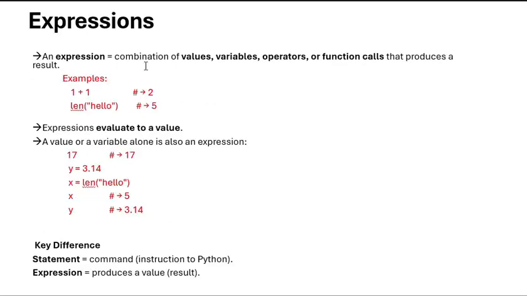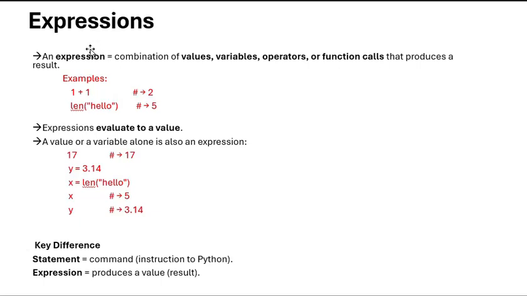An expression is a combination of values, variables, operators, or function calls that produces a result. Here the expression will produce a result and it is a combination of values. You can take any values, variables, operators. Here you can see the operator in the example, and function calls. This is len of hello. This is a function, and it is a combination of values, variables, operators, and function calls, and it will produce a result at the end.